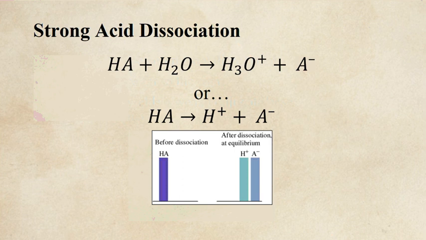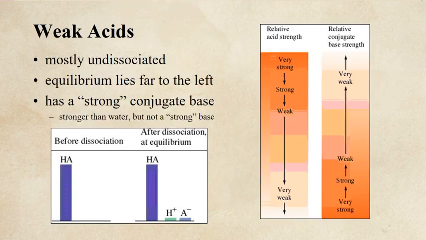In strong acid dissociation, you should note that we have a single-headed arrow. That's because it doesn't form an equilibrium system. You're considered to have all products and no reactants, so there's no equilibrium, no reversibility component.